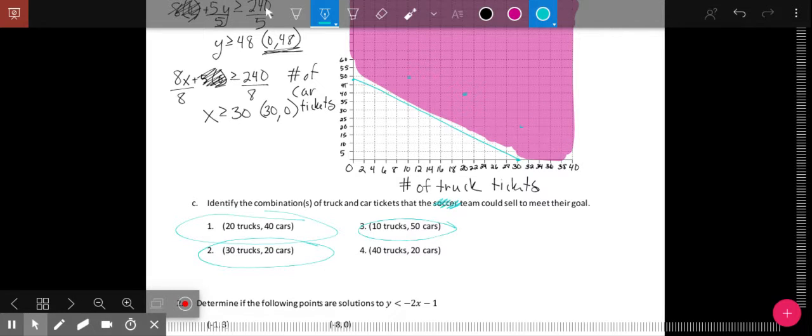And then 40 trucks and 20 cars. Well, that's way over here as well. Okay, so all of these are solutions, because they're all in our shaded area.